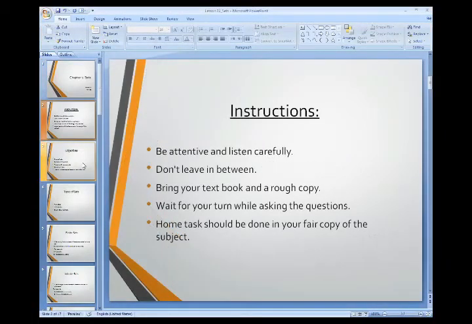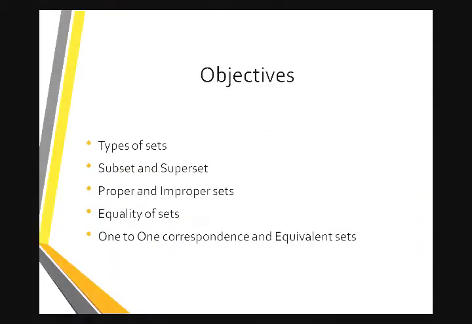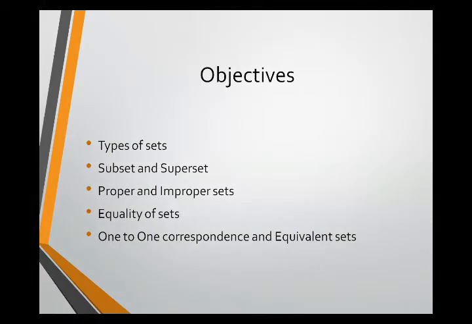Now there are some objectives we have to discuss in today's lecture. First one is types of sets. Second one is subset and superset. Third one is proper and improper sets. Fourth one is equality of sets. And the fifth one is one-to-one correspondence and equivalent sets.